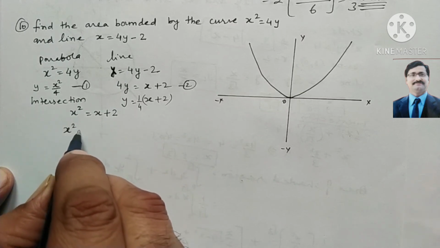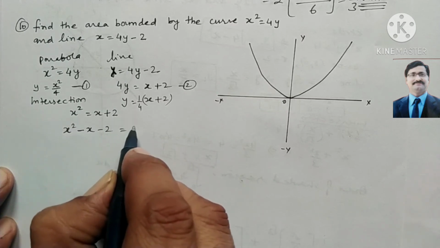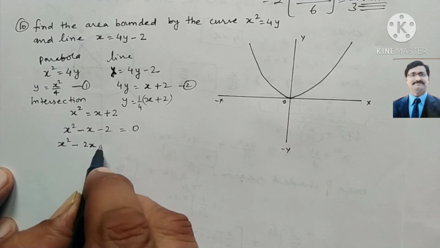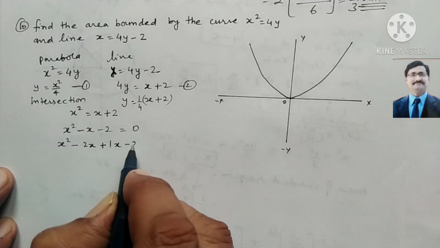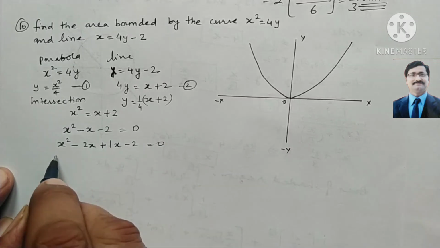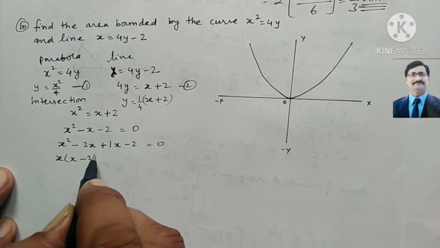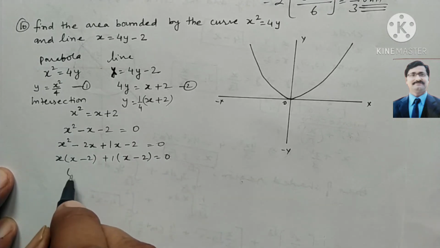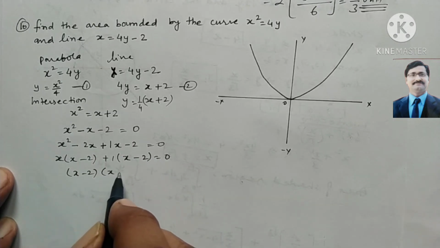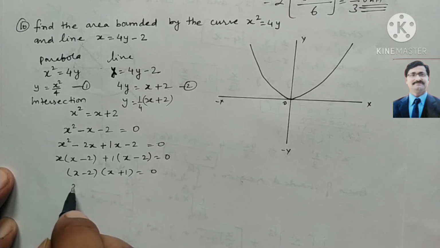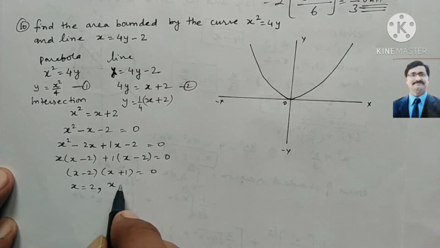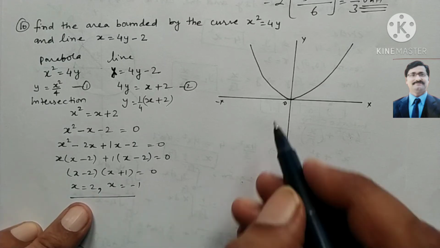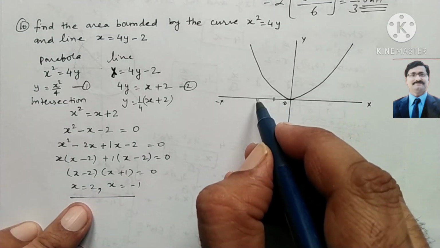Now we get x square minus x minus 2 equal to 0. We do the middle term splitting, so 2 and 1, 2 and 1. Okay, so here we take x common, x minus 2, here 1 common, x minus 2 equal to 0. x minus 2 is common, x plus 1 equal to 0, so x equal to 2 or x equal to minus 1.